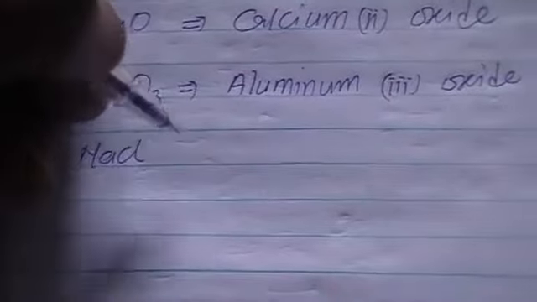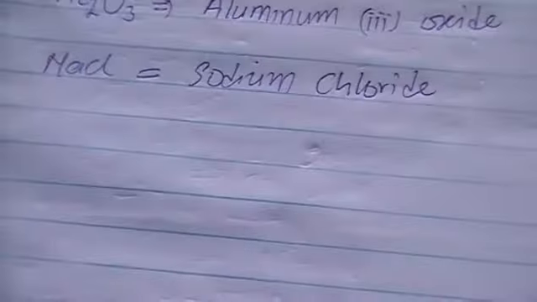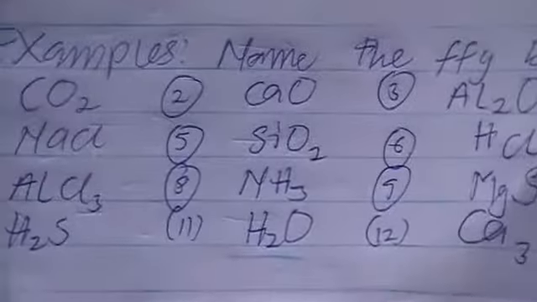The fourth example is NaCl, and that is sodium. The valency is 1. We don't need to write it. Sodium chlorine change to chloride. The fifth example is SiO2, which is silicon. Roman figure of silicon is 4 oxide.